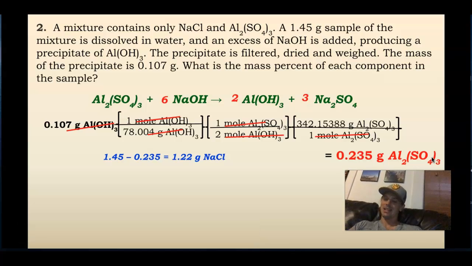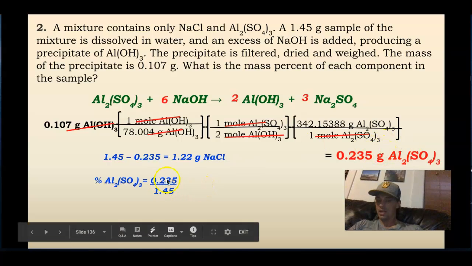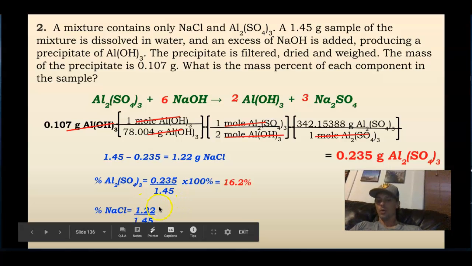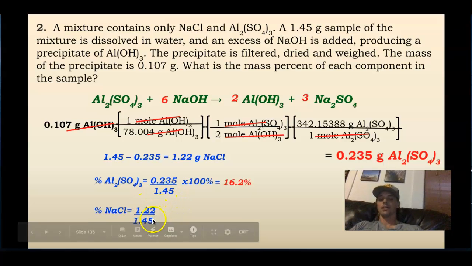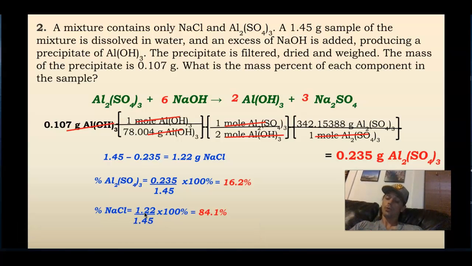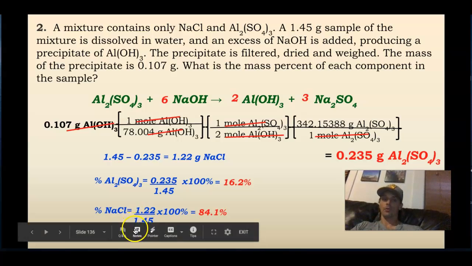To get mass percent, I just need to figure out what the percent of each compound was in the mixture. So I take the individual amount divided by the total. So the percent of aluminum sulfate would be the individual amount, 0.235, divided by the total, times 100. There's my percent of aluminum sulfate in the mixture. You could take 100 minus that, or do the same math: 1.22 grams of sodium chloride divided by 1.45 times 100, and there's my percent of sodium chloride in the mixture. These are my mass percents of each compound in the mixture. A trickier problem, but hopefully you can get it on your own on the back of 1.9.